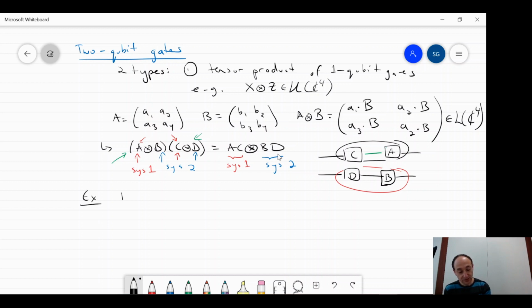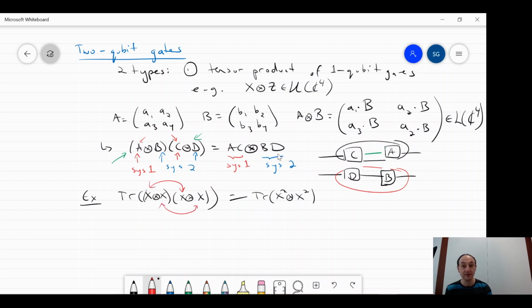Let me just remind you, for example, that if I have the trace of x tensor x times x tensor x, just as a cute exercise, this says something very simple. It's just the trace of x squared tensor x squared, because each copy of x will multiply these two copies together, these ones together. And remember, x is self-inverse. It's a NOT gate. If you do NOT twice, it goes back to identity. So this is the trace of identity tensor identity.